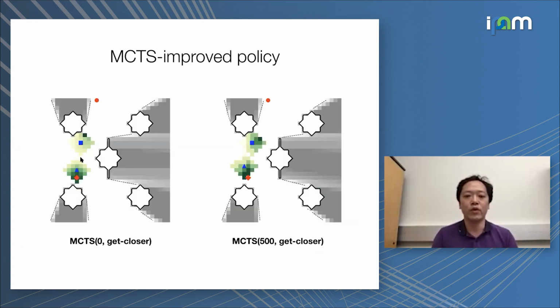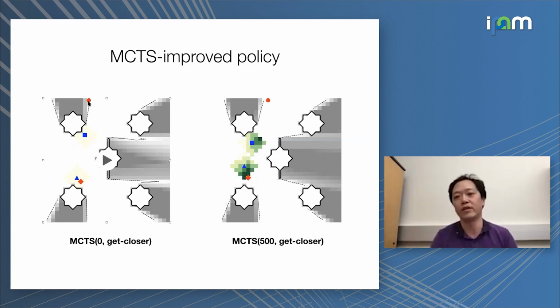in these slides, we're going to show you how the get closer policy can be improved by Monte-Carlo-Tree Search. Okay, so on the left side, we essentially don't use Monte-Carlo-Tree Search. It was a 0-step Monte-Carlo-Tree Search, and this is a 4-player game. Very quickly the red guy gets into the shadow, and then the game is over.